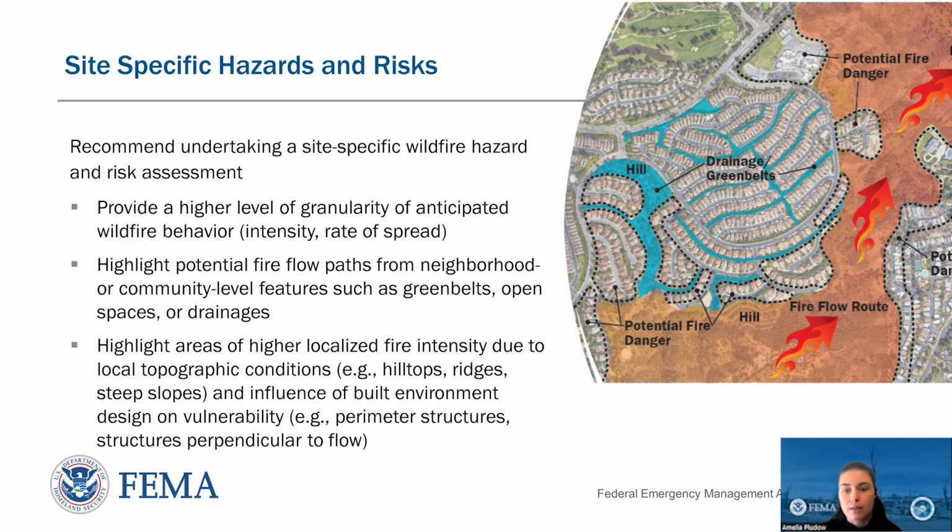Many of the neighborhoods that were severely impacted by the wildfire were not on ridges or hilltops or saddles, but we did see that many of the heavily damaged neighborhoods were located along what got termed in the field fire superhighways. So that is, many of the impacted communities had design features such as green belts, drainage channels, as Darlene mentioned, and other open spaces that served as a direct path for the wildfire to spread from more rural areas where it initiated into and through the suburban environment.